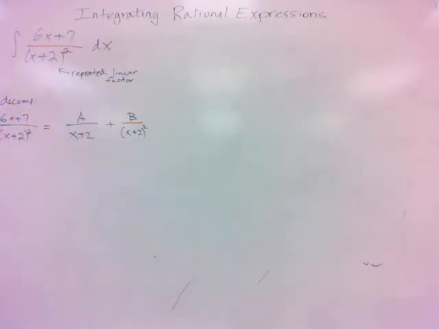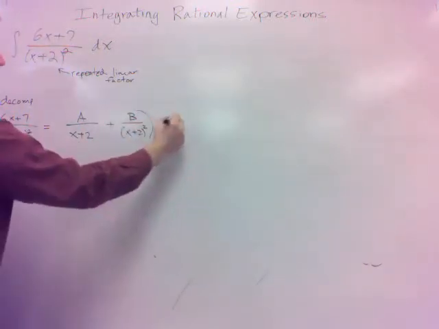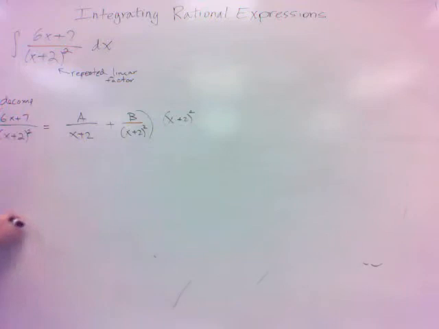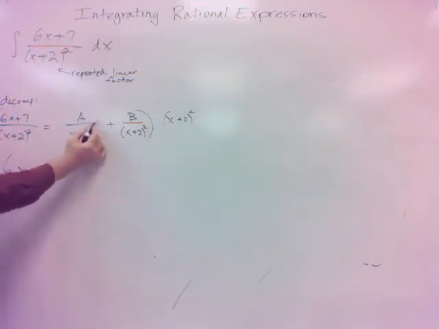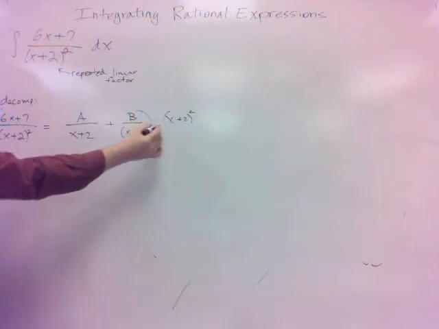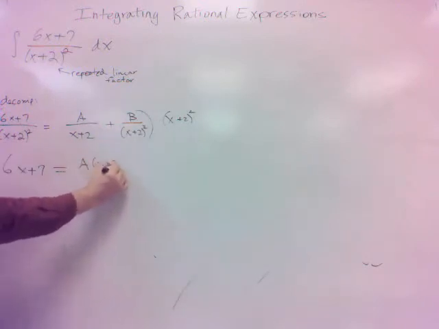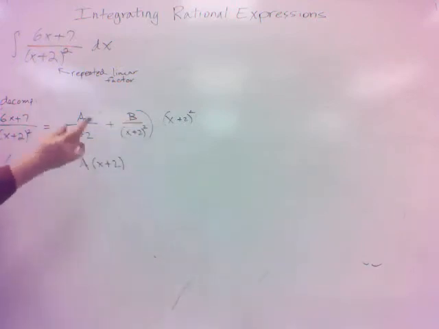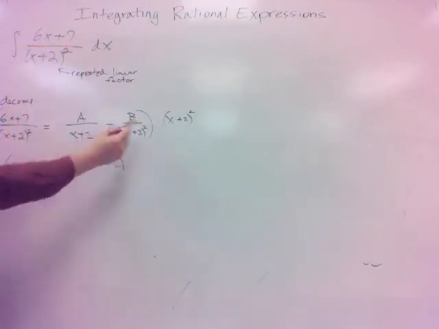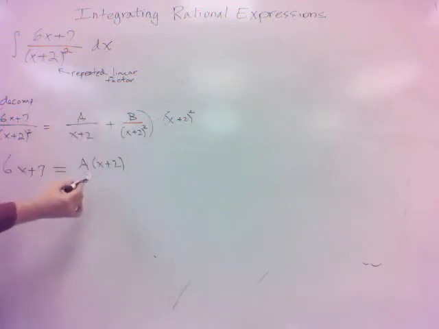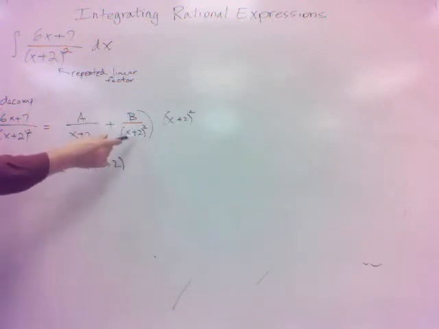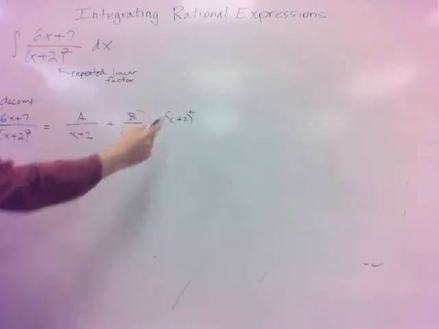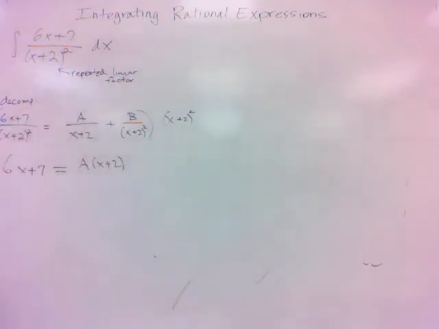All right, so, of course, I multiply by this, both sides. And so when I do that, of course, you get 6x plus 7. And then the A over x plus 2 times that would give me A times x plus 2. One of them cancels. If you need to write it, that's fine too. But one of them cancels, so you just have A times the x plus 2. Now on the B's, what happened? On the B side, the x plus 2 squared cancels, so you just have B, don't you?